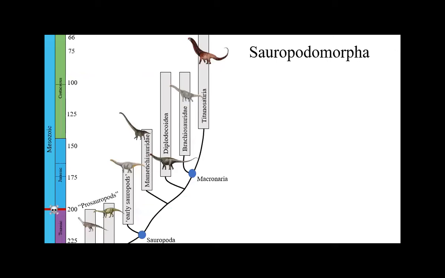Here's the biodiversity that we're going to go through when we talk about sauropodomorph evolution. Sauropods, you can see, is a monophyletic group. All these animals, these five gray boxes here, are sauropods. These animals are sauropodomorphs, so I have to be careful what I'm talking about. But when I say sauropods, I'm talking about these guys.